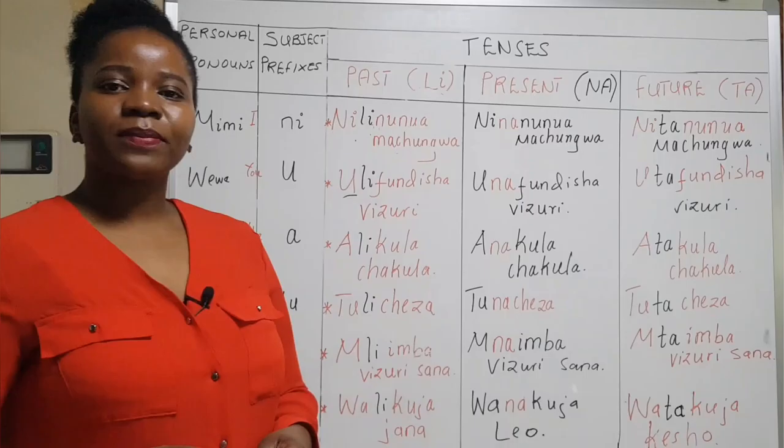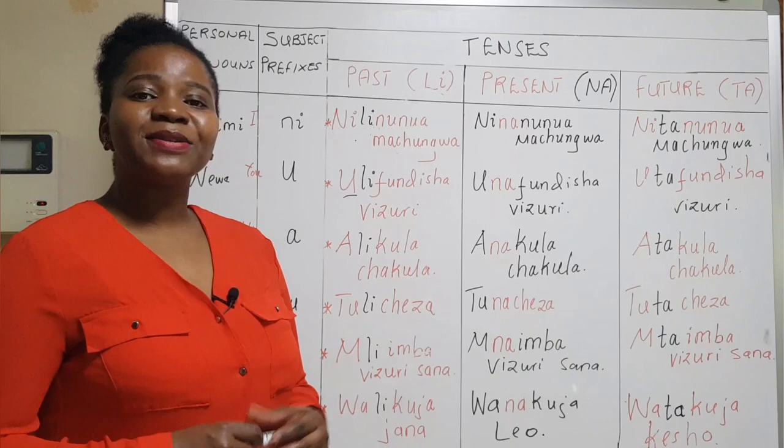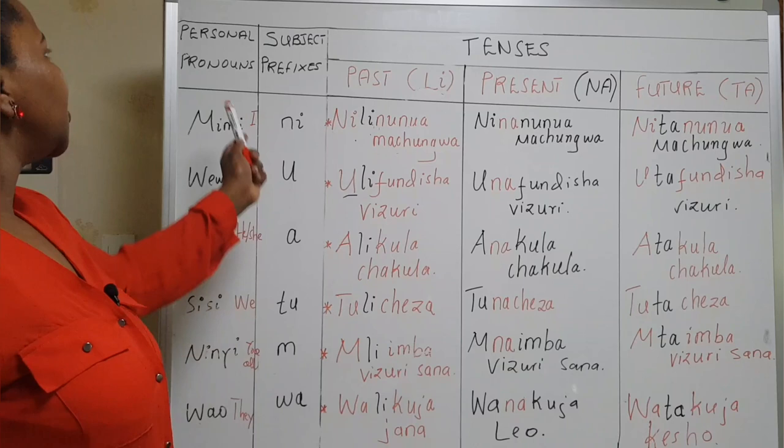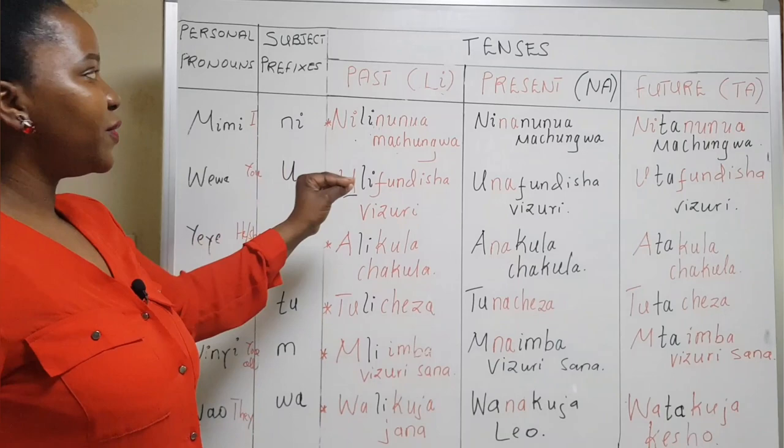Welcome to my class. My name is Patricia, and today we are going to learn about making Swahili sentences, or sentence construction. As you can see in the chart here, it shows personal pronouns, subject prefixes, and tenses, which we have: past, present, and future tense. When we combine personal pronoun, subject prefix, and tenses plus verbs, we can make a Swahili sentence.